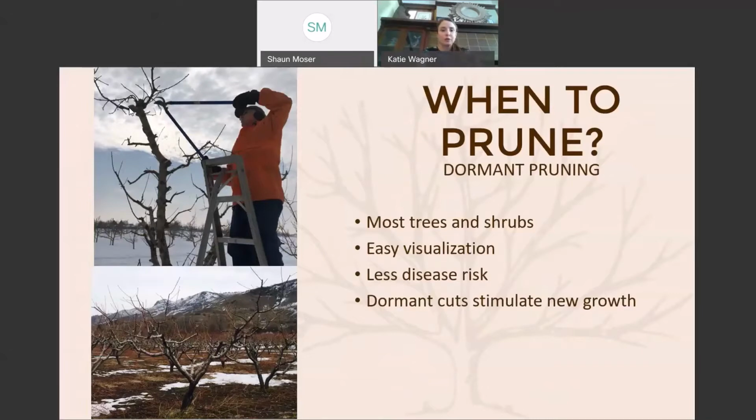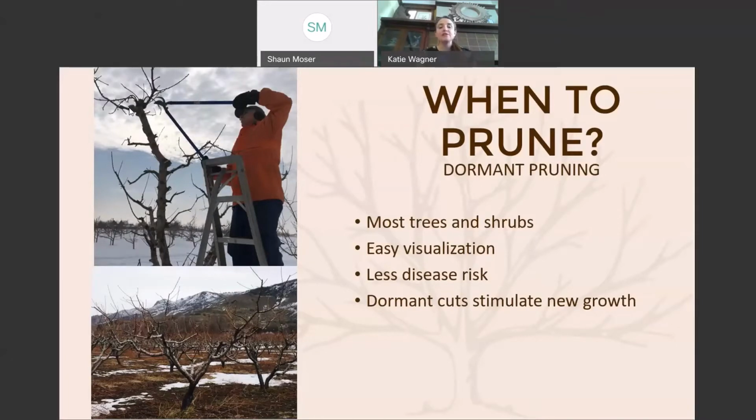When do we prune? With fruit trees, we typically prune during the dormant period. There is some summer pruning that takes place with fruit trees. We'll talk about that in a minute. But the dormant period is right about now. So I would say February, no later than late April. Although you probably should be doing fruit tree pruning more in February. March would be kind of the best time of year to be doing this.